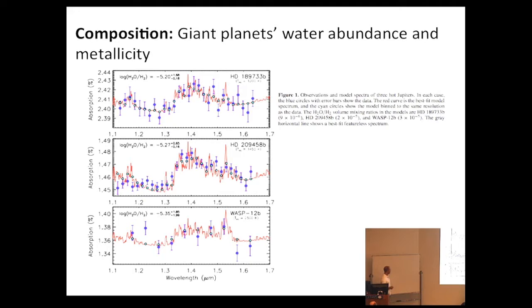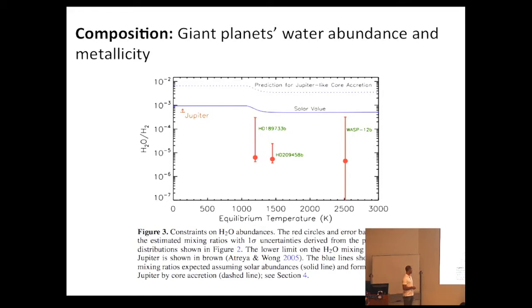The key thing here is these features are typically smaller than what we expected from forward models before these observations were taken. And so Madhu's interpretation of these data is that this could be indicative of low water abundances. And so that was actually the statement that he made in this paper. And so here's this figure comparing the relative water abundance as a function of the planet's equilibrium temperatures, the expectation from chemical equilibrium for a solar composition gas, and then the expectation for a metal-enhanced giant planet atmosphere based on some toy core accretion model.